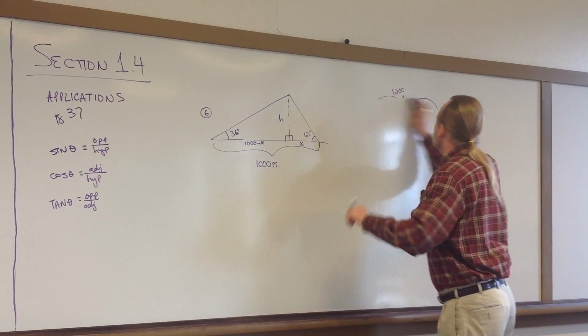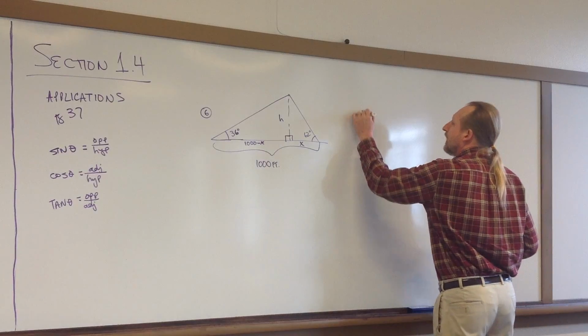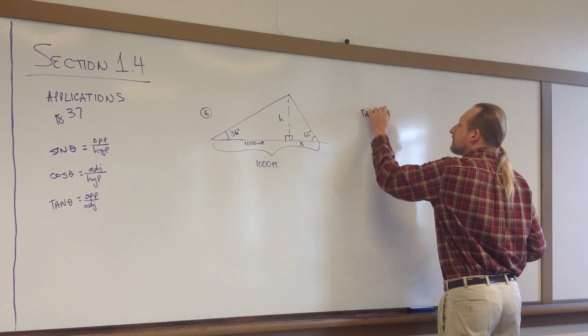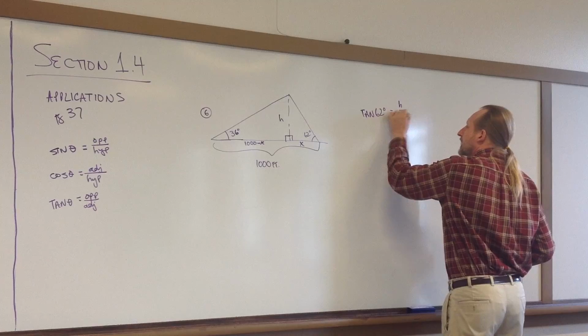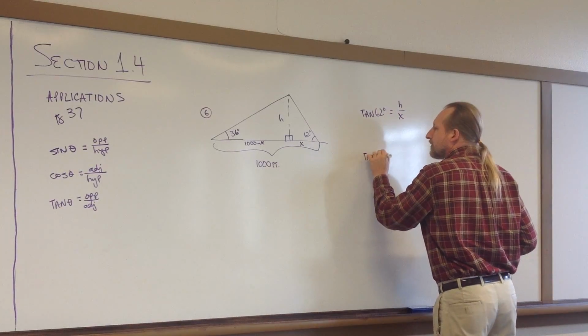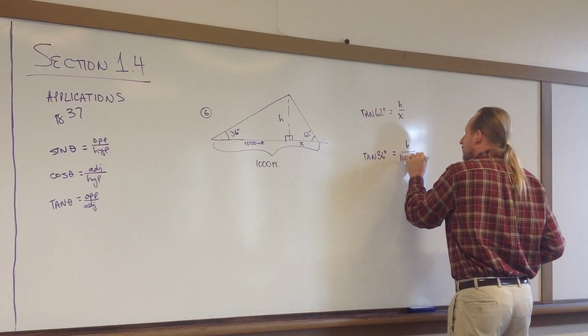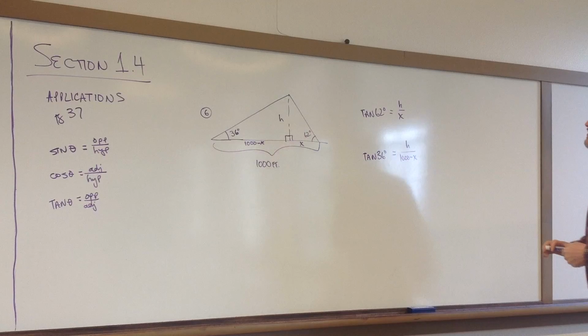All right, let's see here. So if we set it up like that, then we'll have the tangent of 62 degrees being h over x, and the tangent of 36 degrees being h over 1,000 minus x. Well, now that we know that, what can we do?